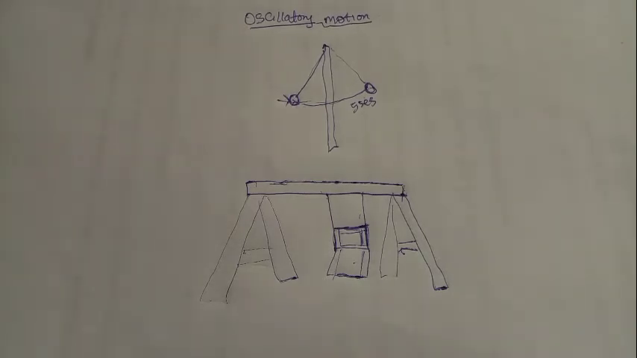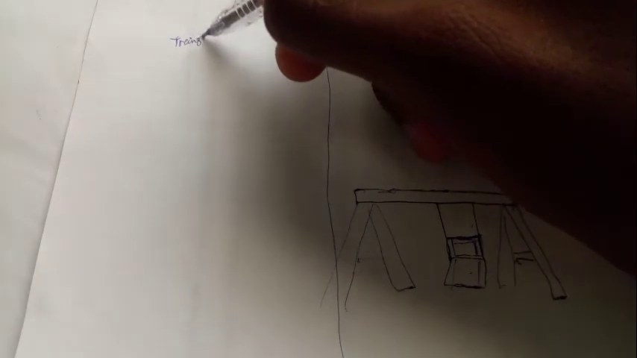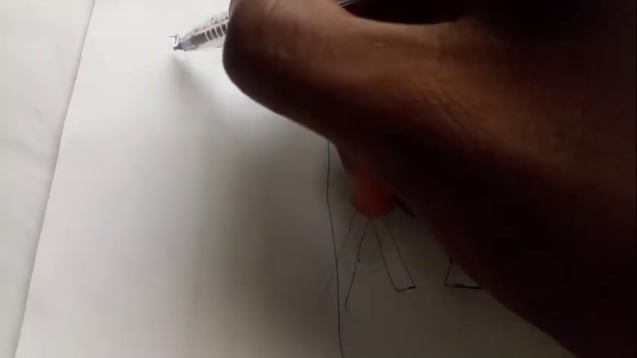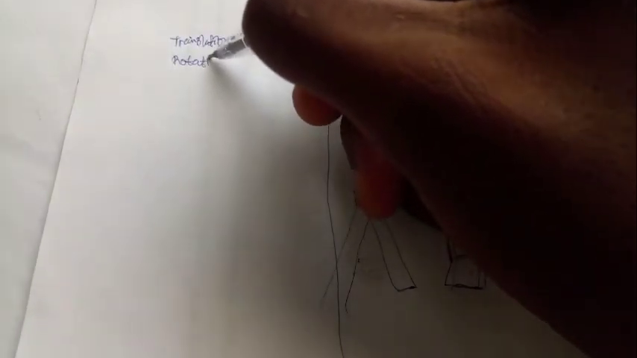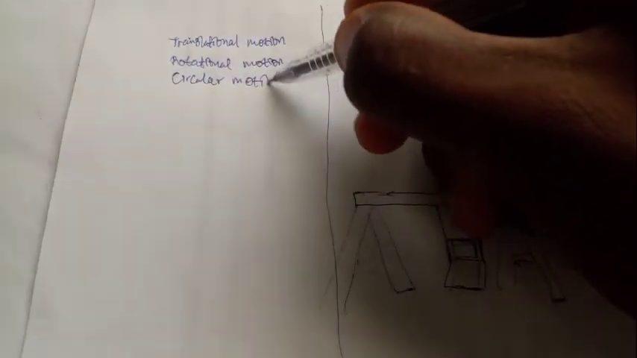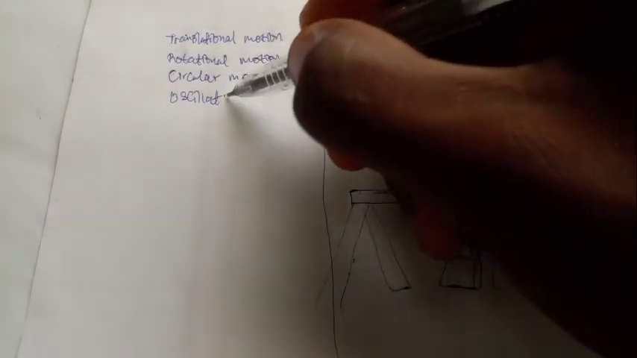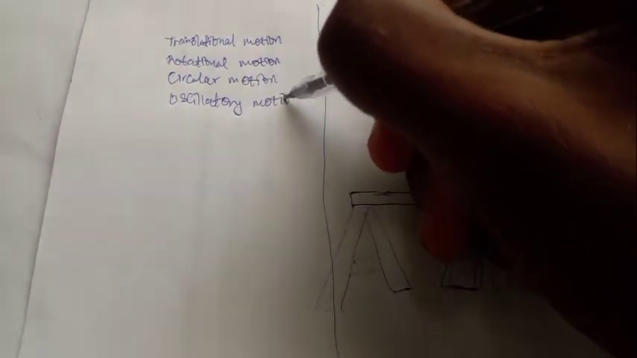So let us revise what we have done so far. We talked about translational motion. We talked about rotational motion, and you know, in rotational motion, all the bodies rotate along an axis. We talked about circular motion. And here we are at oscillatory motion.